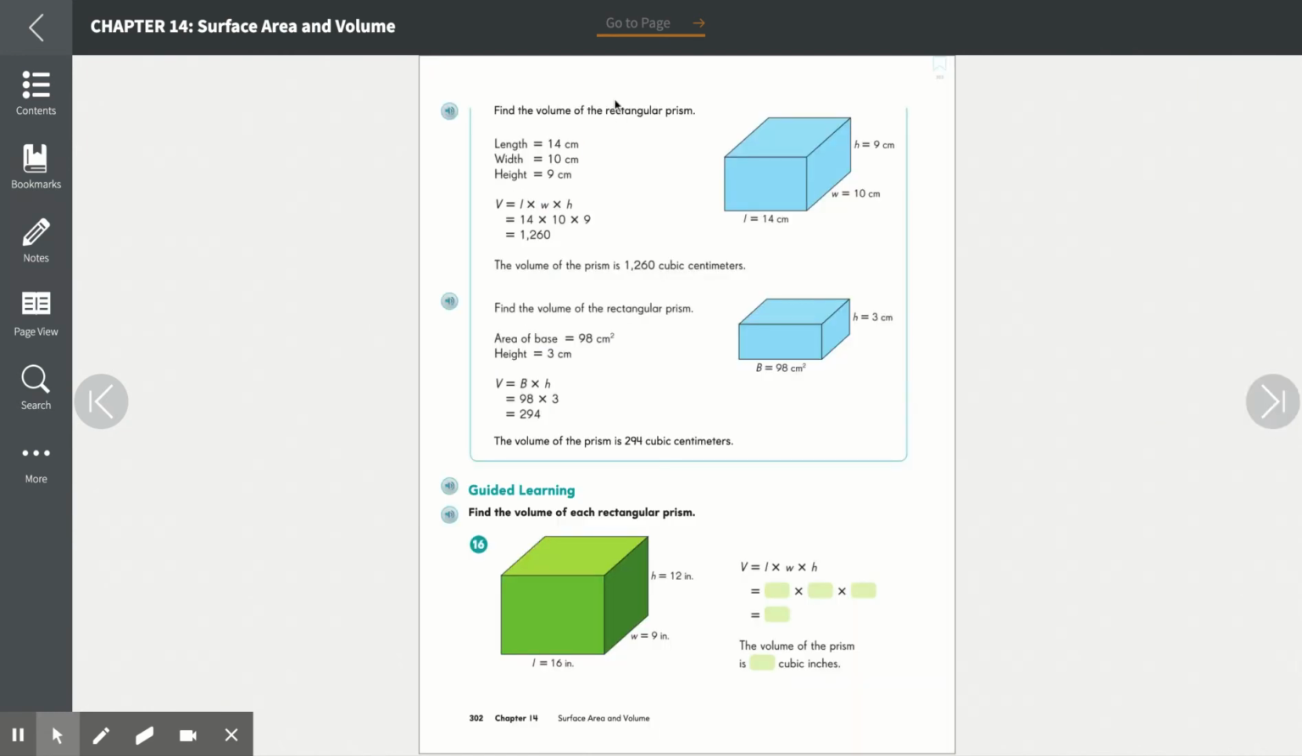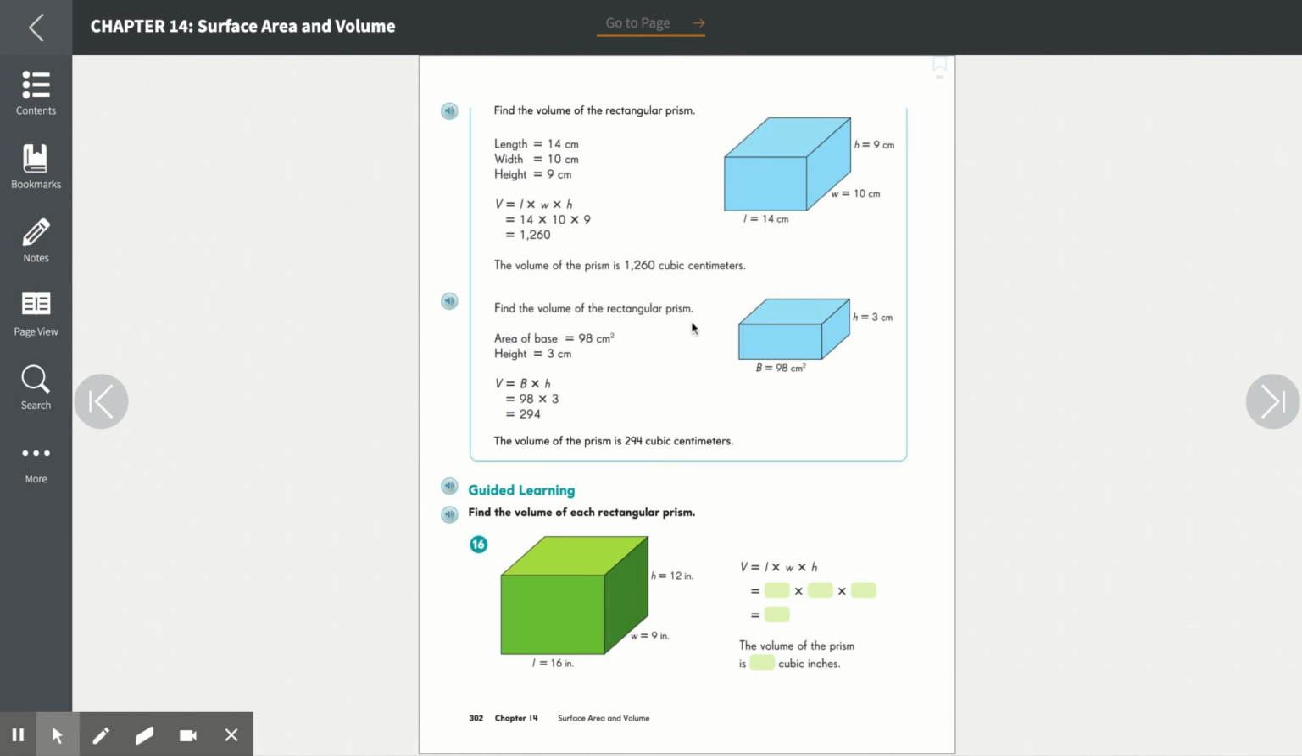So finding the volume of a rectangular prism that has a length of 14 and a width of 10 and a height of 9, you can use the formula V equals L times W times H, or volume equals length times width times height. So we're just going to multiply 14 times 10 times 9. So 14 times 10 is 140, times 9 is 1,260. So the volume of the prism is 1,260 cubic centimeters.